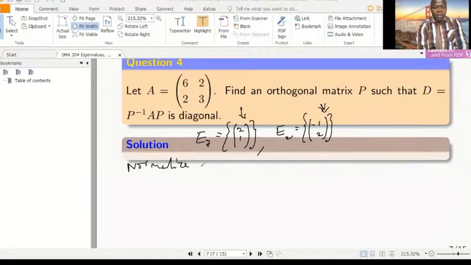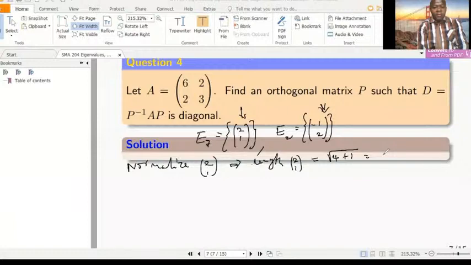Normalize 2, 1. First of all, get the length of 2, 1. The length of this vector is 2 squared, which is 4, plus 1 squared, which is 1, the square root of that, which is root 5.